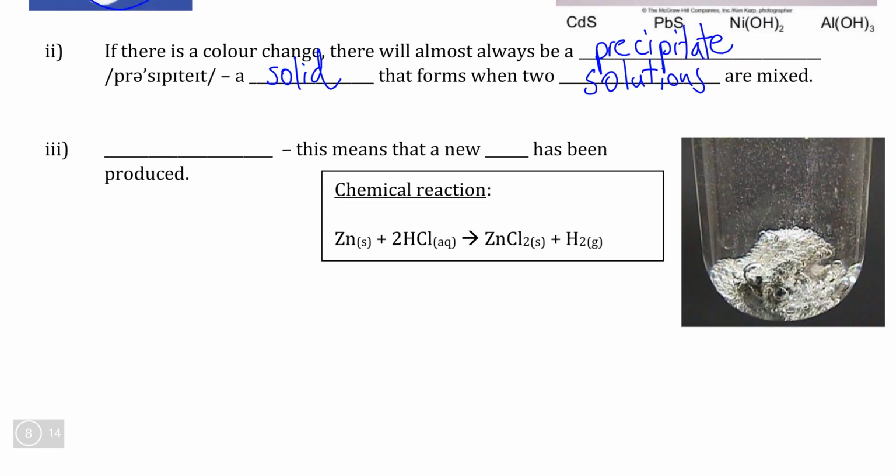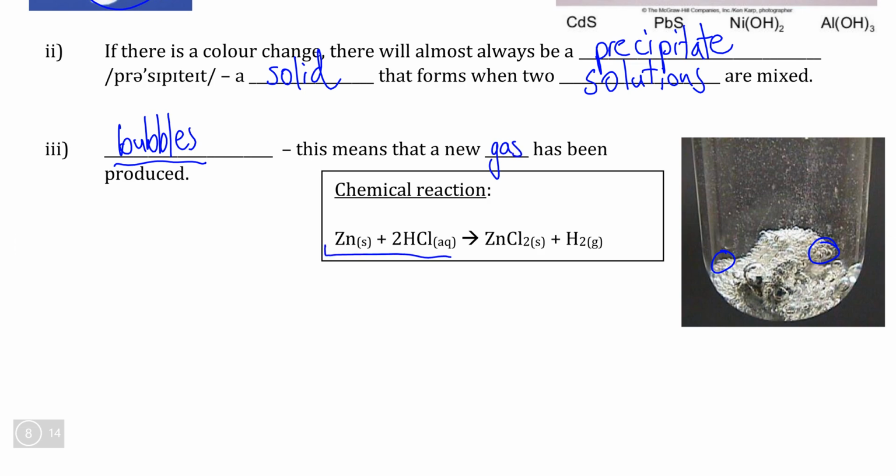Now, what happens if we start seeing these? Well, if we look in the bottom of this test tube here, you can clearly see at the bottom that there are bubbles that are being formed. Now, if you get bubbles that form within a liquid, that indicates that a new gas molecule has been formed.